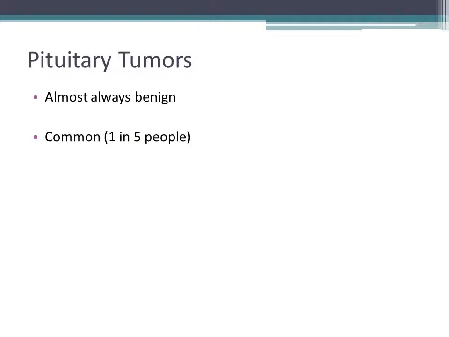Pituitary tumors are common. They're estimated to be 1 in 5 people. This data mainly comes from autopsy data, and those tumors seen in autopsies are very small, in the 1 or 2 millimeter range. In general, they're usually non-functional and do not cause any problem for the person throughout their life. They're just discovered on autopsy. So again, the message is that pituitary tumors are common.